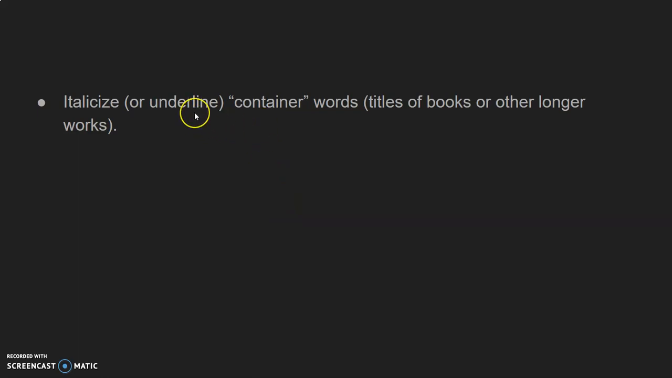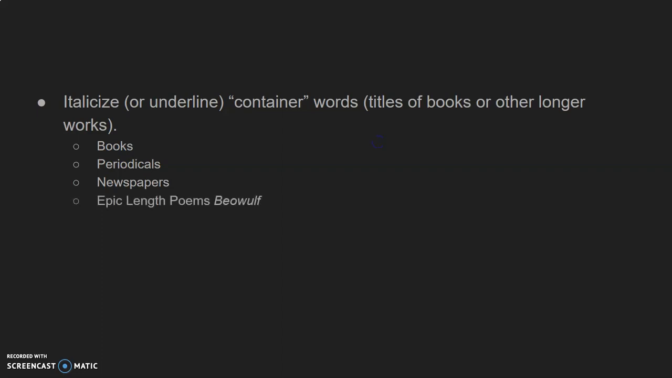Now, just very quickly, if you're writing in handwriting on a piece of paper, you need to underline. If you're using a computer, you generally italicize, okay, because you have that capability. So what are the container works? What are the longer works? Books, of course. Periodicals, that means magazines. Newspapers.